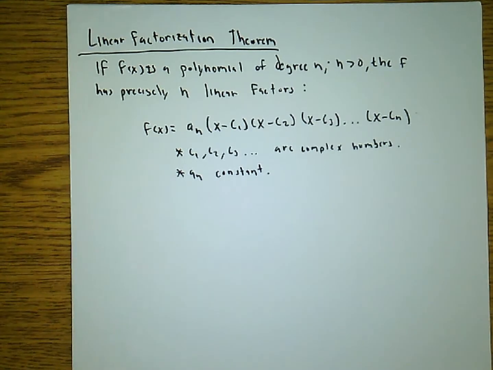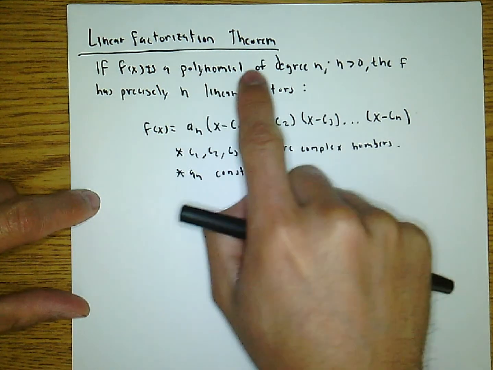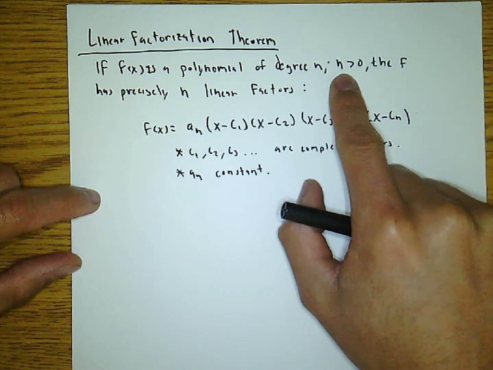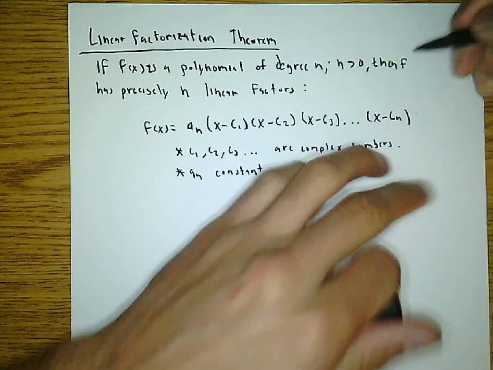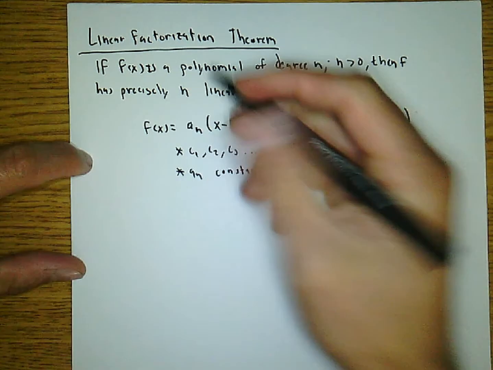All right. So the fundamental theorem of algebra leads us to our next theorem, okay, which is very similar to the fundamental theorem of algebra. So let's go ahead and read this one. This one's called the linear factorization theorem. So what it says is that if you have a function that is a polynomial of degree n, where n is greater than 0, so very similar to the fundamental theorem of algebra, then f has to have precisely n linear factors.